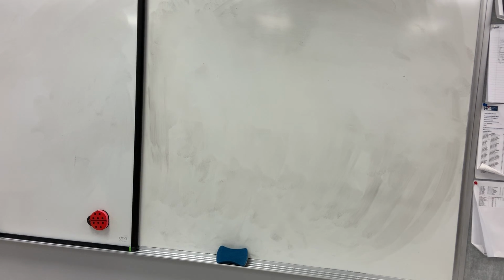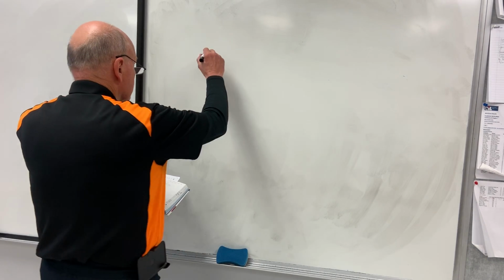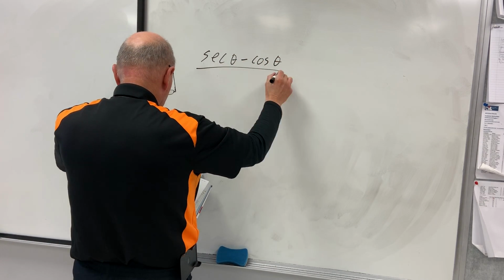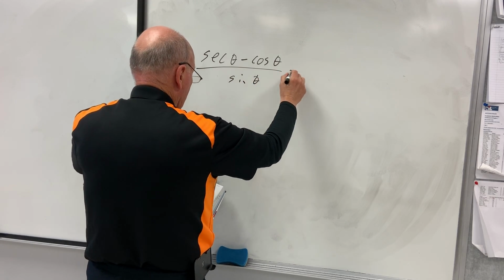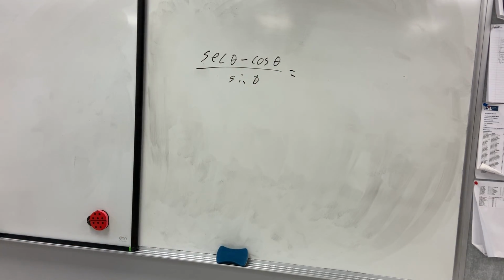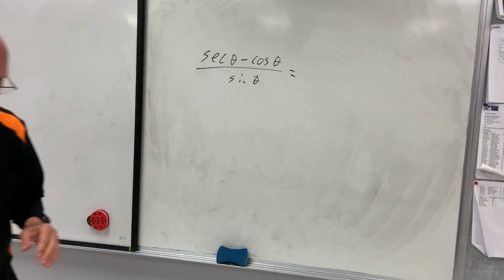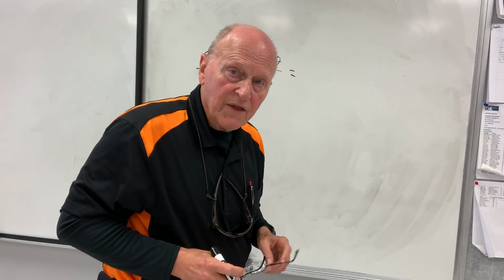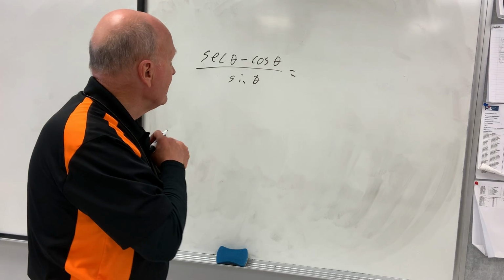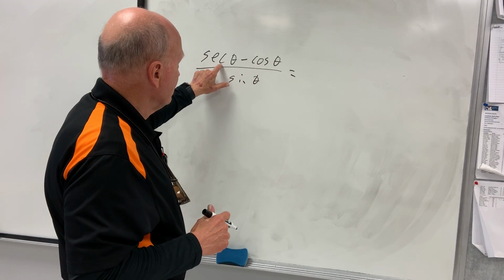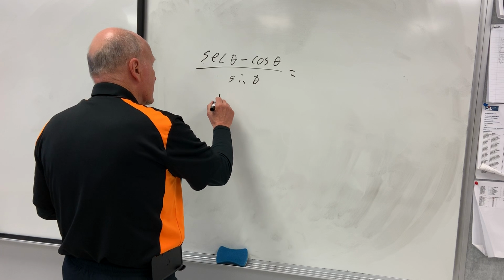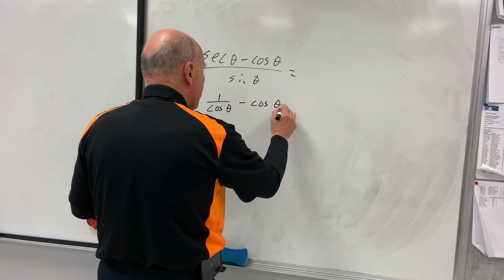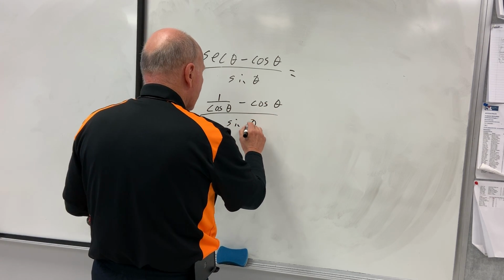Let's look at number 11. All right, we want to simplify that. And if nothing jumps out at us, nothing jumps out at me, then we're going to change everything to sine and cosine and simplify. Well, right now, this is already in sine and cosine, but this one is not. We know that secant is 1 over cosine theta minus cosine theta over sine theta.